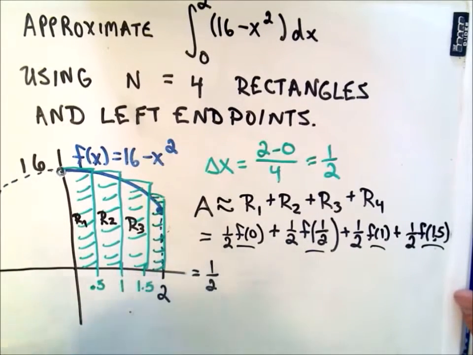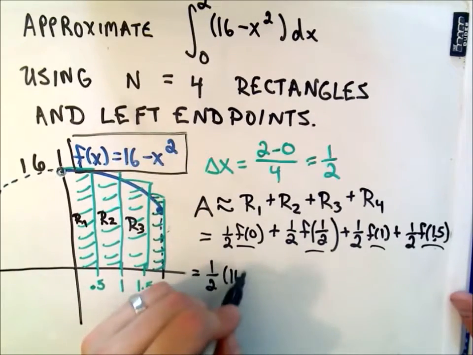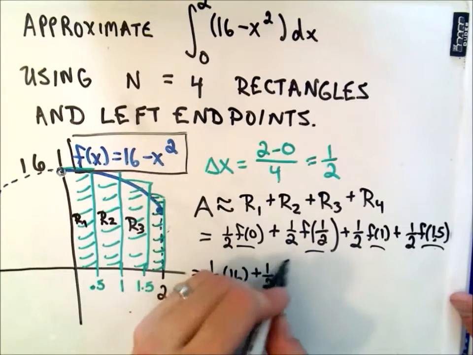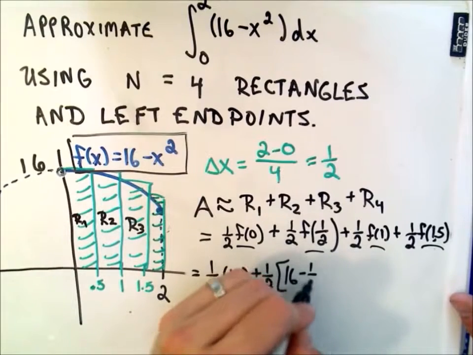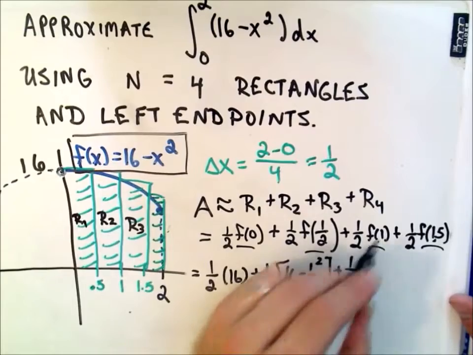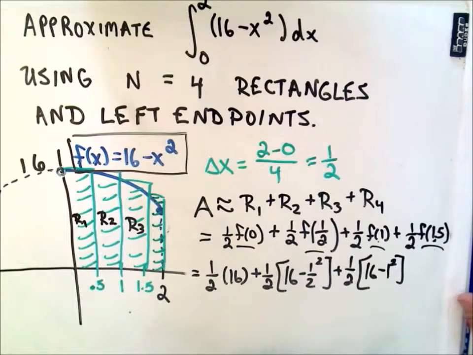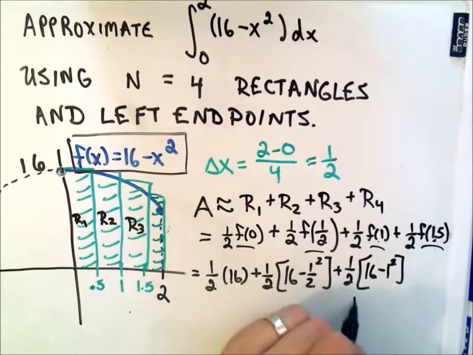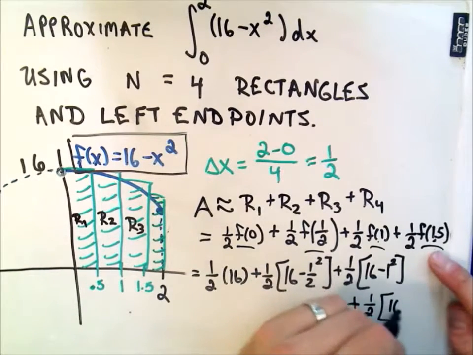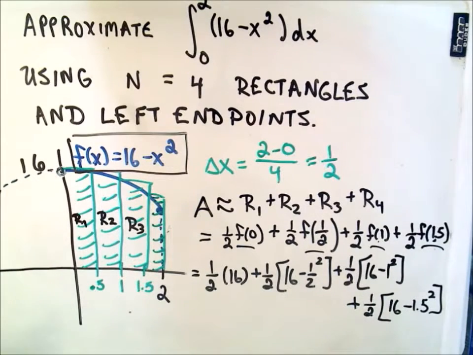So we'll get 1/2. Again, if you plug 0 into our function, 16 minus x squared, we'll simply get 16, plus 1/2. Now we'll plug 1/2 into our function. So we'll get 16 minus 1/2 squared. Plus 1/2, we plug 1 into our function. We'll get 16 minus 1 squared. And I'm going to run out of room. Our last rectangle will be 1/2. And again, all you have to do now is plug 1.5 into your function. Okay, and that'll give us the area of the fourth rectangle.